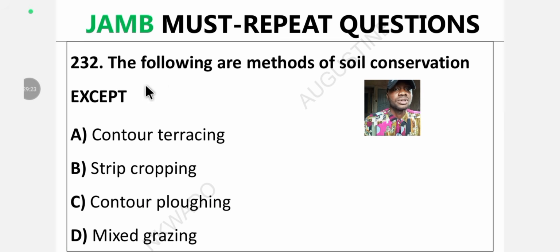Question 231. The following are methods of soil conservation except A. Contour terracing, B. Strip cropping, C. Contour plowing, D. Mixed grazing. What's the answer? This question is so easy now. I taught you this thing. So give me the answer in the comment section, my scholar.